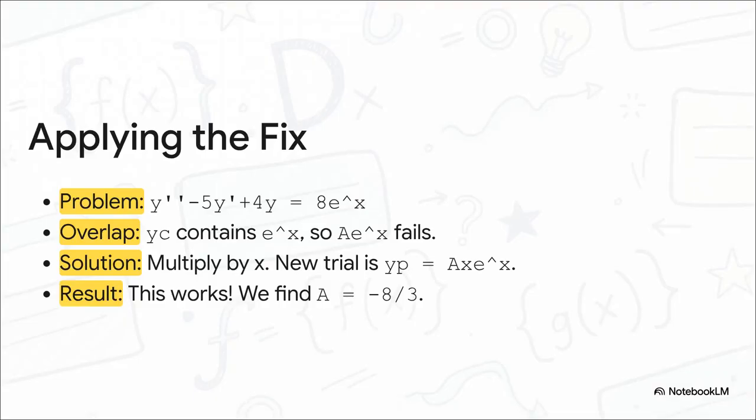So let's go back to our problem. Our first guess, a times e to the x, failed miserably. So we apply the fix. We multiply by x. Our new, corrected guess is a times x times e to the x. Now that term is not in yc, and when we plug this new guy into the equation, it doesn't just vanish to 0 anymore, and we can easily solve for a. And just like that, problem solved.